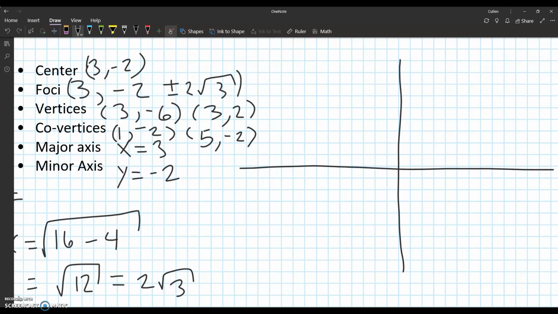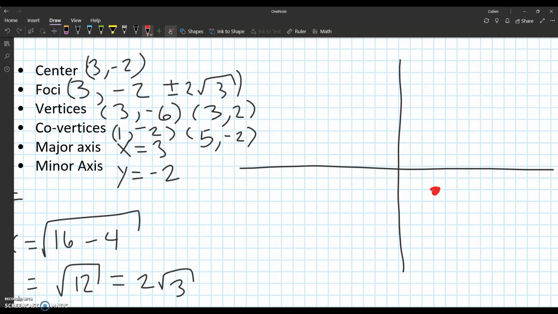And really, for my graphs, they're not going to be super detailed, but I'm going to find the center. I'm going to graph the center. The center is going to be at (3, -2), so over 3, down 2, there's my center. Maybe I should graph it in red. So it's at (3, -2), and then my vertices are (3, -6) and (3, 2).